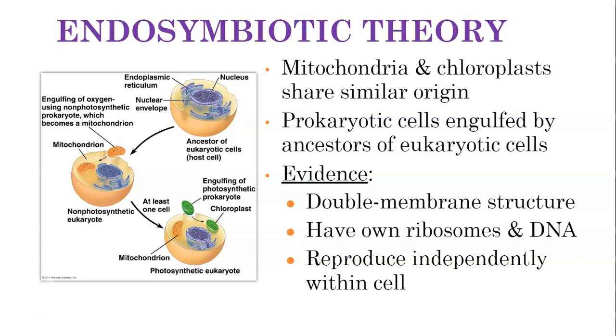And some of the evidence that suggests this is true is that they are double membraned. So they had one, and then when we engulfed it, it got a second one. They have their own ribosomes, suggesting they can make their own proteins, and they have their own DNA independent of the DNA found in the nucleus. They can also reproduce independently within the cell. So those are all key pieces of evidence for that endosymbiotic theory.